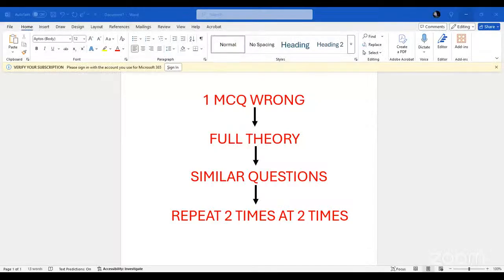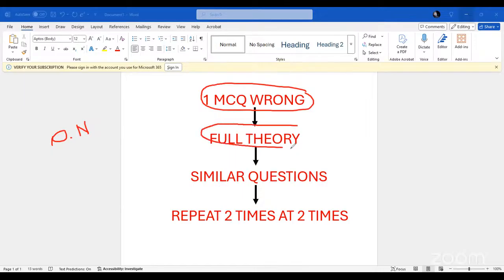Right. So before discussing the question paper, shadow paper one, I need to tell you this. Let's say you got one MCQ wrong. For the simplest example, I'm taking organic nomenclature. Let's say you got that wrong. Now what you're going to do is cover the full theory of it.